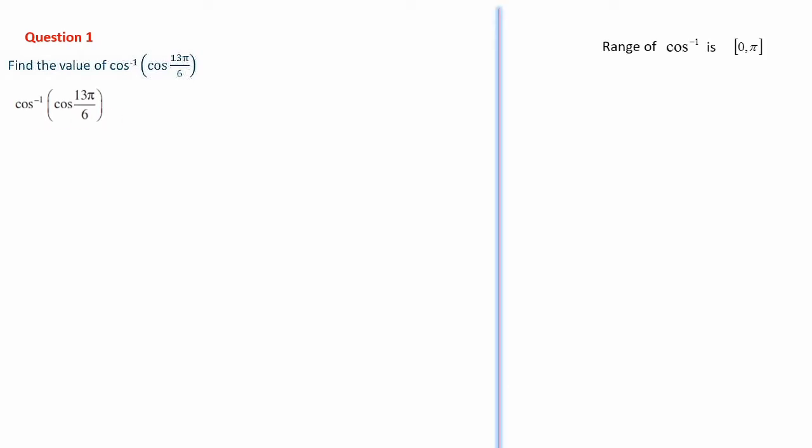Let's begin with question number 1. Question is, find the value of cos inverse of cos 13 pi by 6. So this question is quite familiar for us because we have done this type of questions. Directly we cannot use the formula cos inverse of cos x because this 13 pi by 6 is not within the range of cos inverse. So first of all, we have to convert this one to within our range.